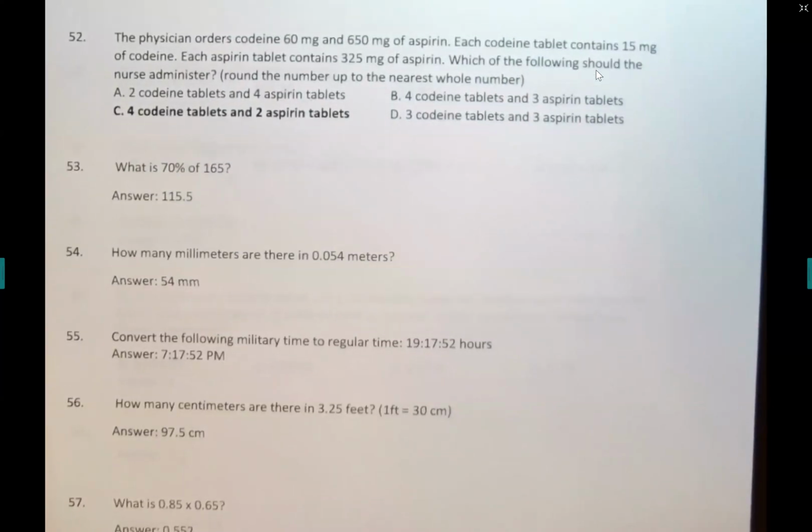The physician ordered codeine 60 milligram and 650 milligram of aspirin. Each codeine tablet contains 15 milligram of codeine. Each aspirin contains 325 milligram of aspirin. Which of the following should the nurse administer?